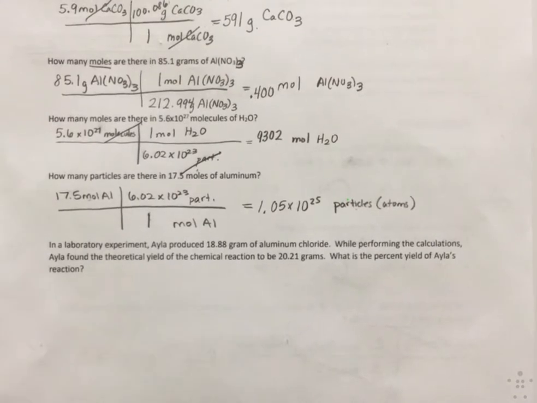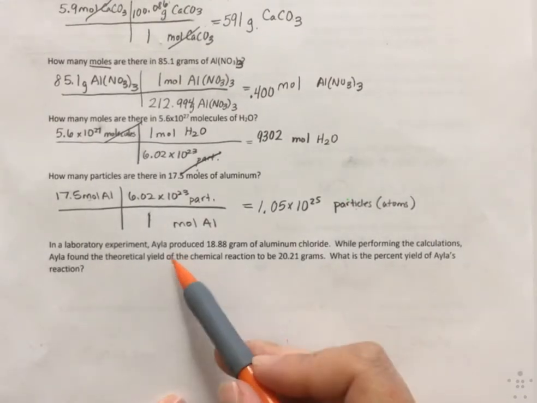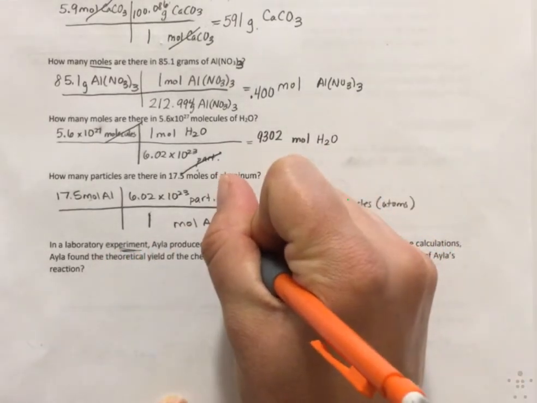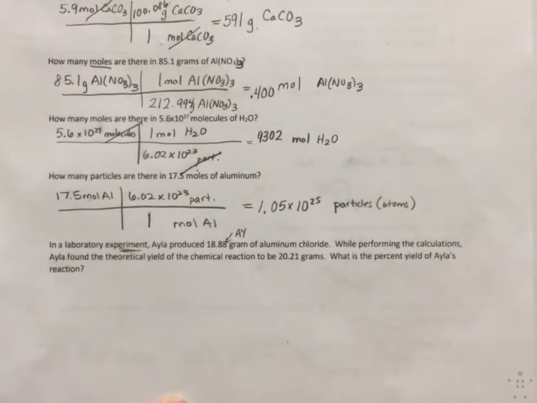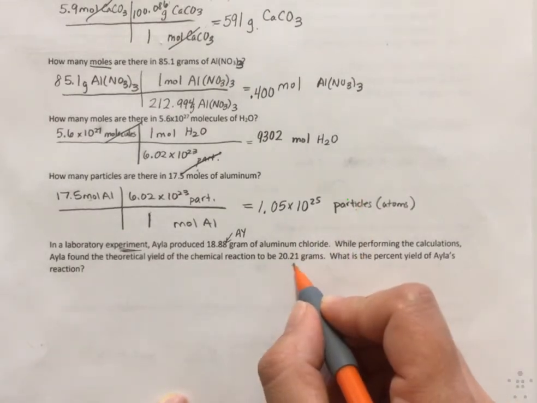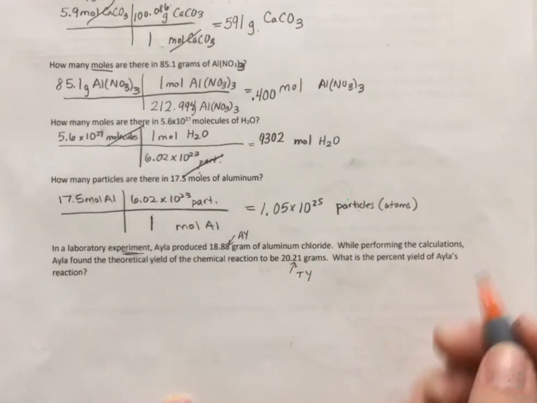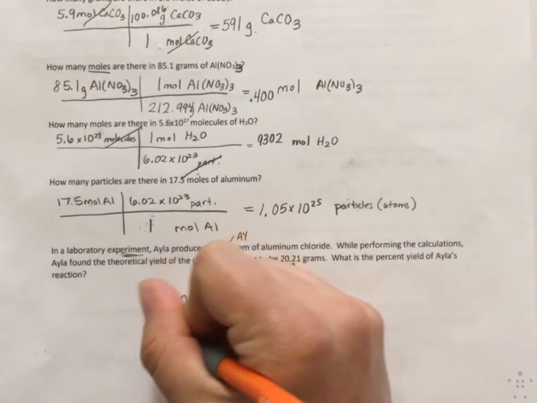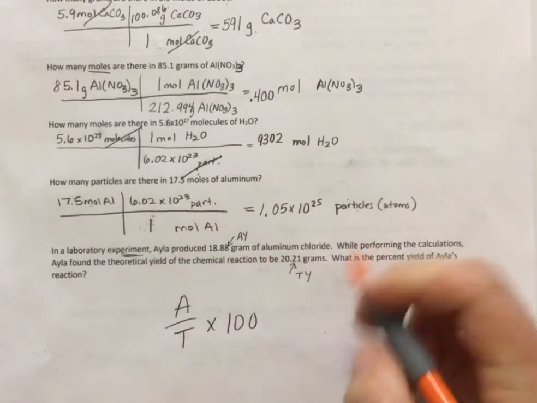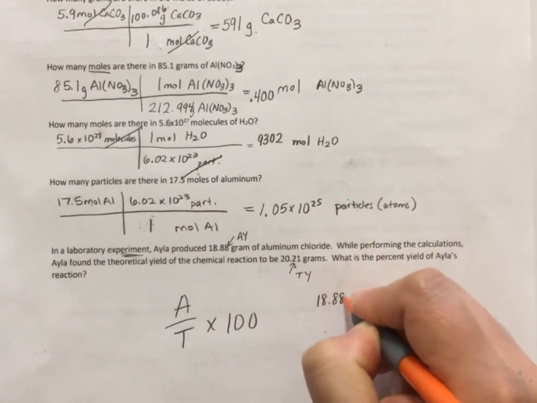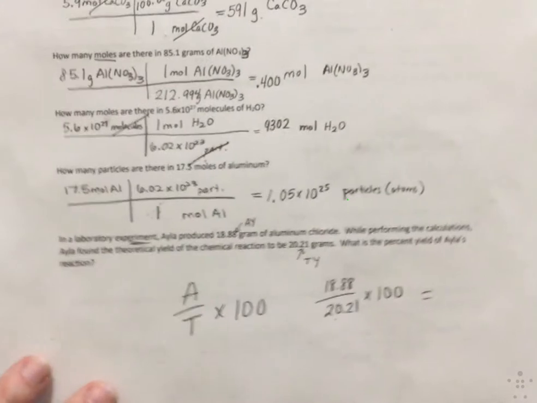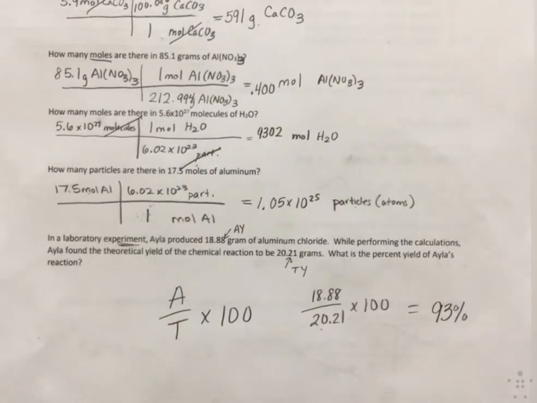Now, if we read the next question carefully, it says, in an experiment, she produced this many grams of aluminum chloride. If it's in an experiment, it has to be an actual yield, so I'm going to label it actual yield. And then when she performed the calculation, she found the theoretical yield to be 20.21 grams. So that's my theoretical. And it's asking for the percent yield, so I don't even have to find theoretical. All I have to do is actual over theoretical times 100, which is going to be like that. And solve it, and you're done.